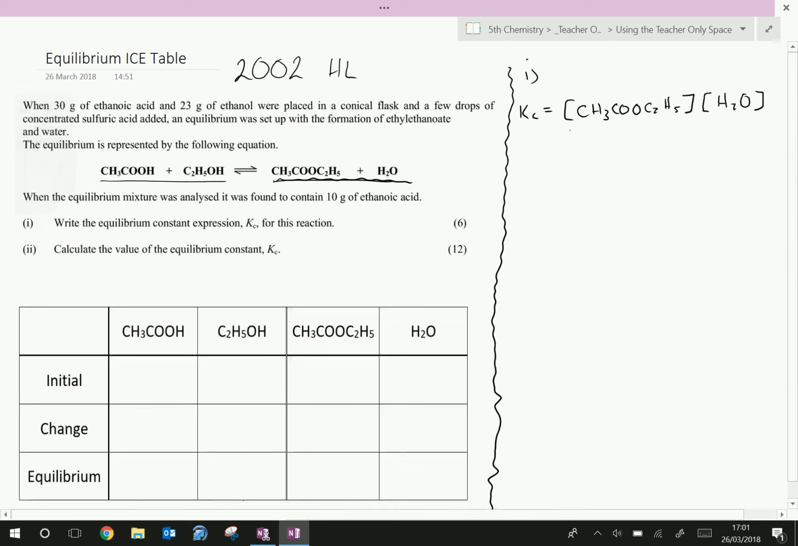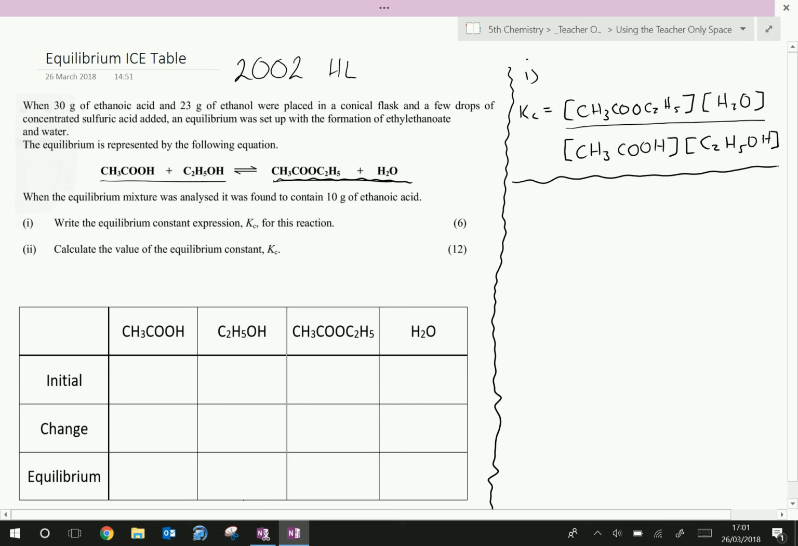Make sure those brackets are square brackets and not round brackets because you'll lose the marks. It will be completely wrong if you use round brackets. Square brackets denote concentration in moles per litre, and that's what we're talking about here. All of these are concentrations. So we have our products on top. We need to put the reactants on the bottom, so that's what appears on the left hand side of the equation. And because I don't have any coefficients to put in, I don't need to add in any powers. That is part 1 finished.